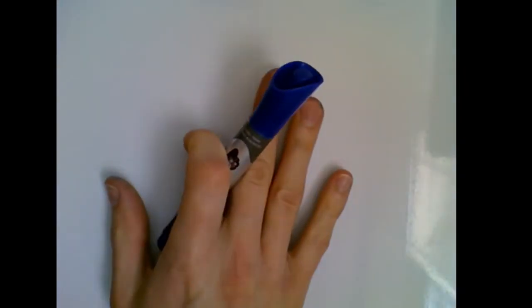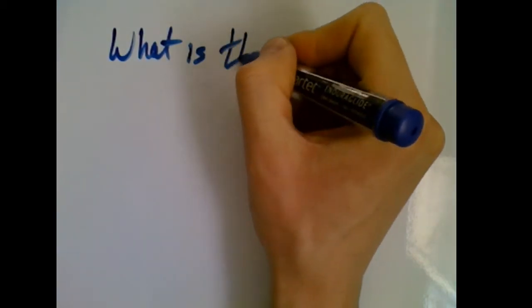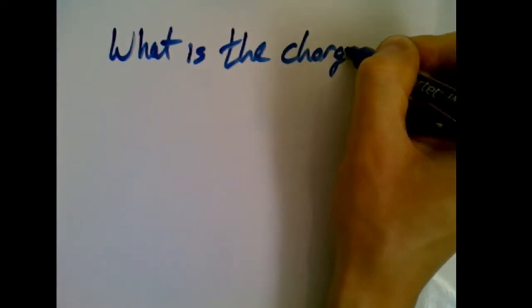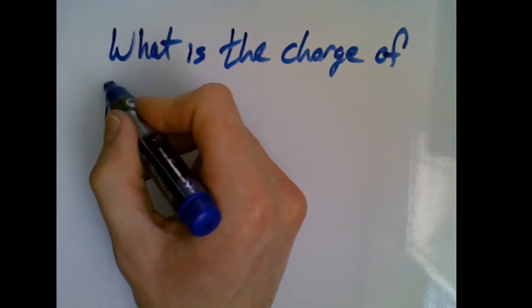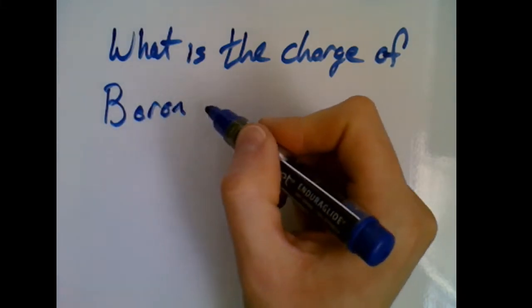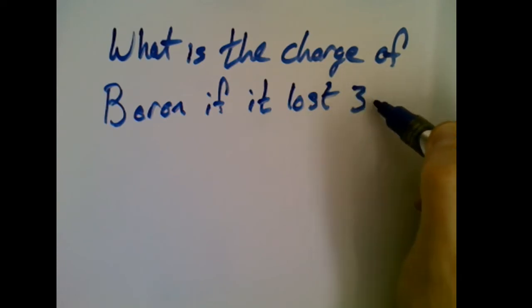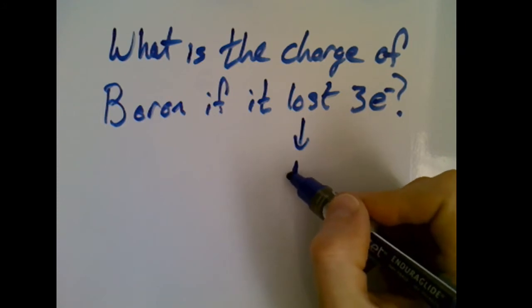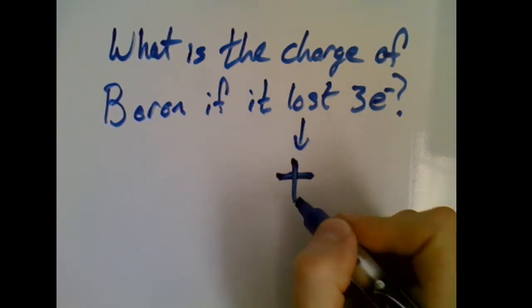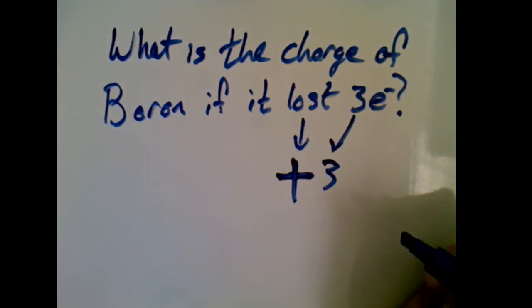So let's say we wanted to find the charge of, let's say, boron if it lost 3 electrons. Well, remember what I said last time? Losing electrons automatically tells you this has to be a positive charge. How many? Well, it lost 3, so it has to be a positive 3.